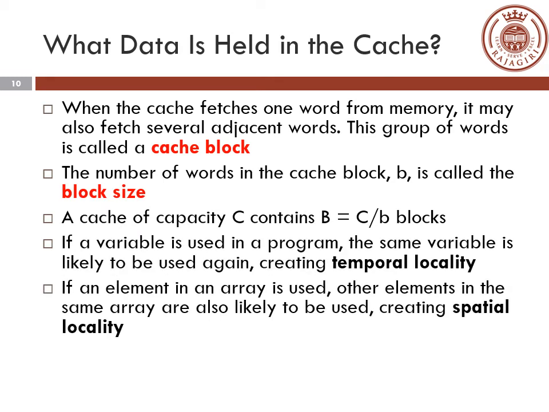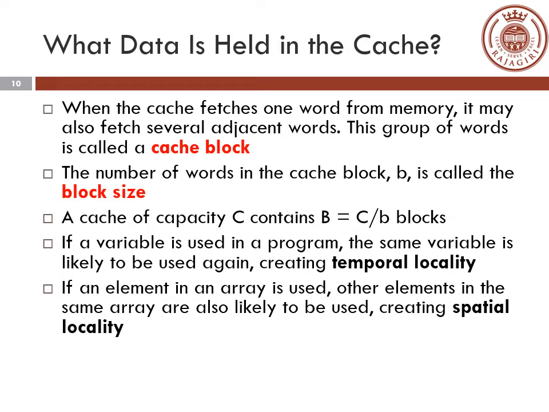Now, what data is held in the cache? When the cache fetches from the memory, it normally won't be fetching one word. It will be fetching a group of words, a set of adjacent words, and that set of adjacent words is known as a cache block.